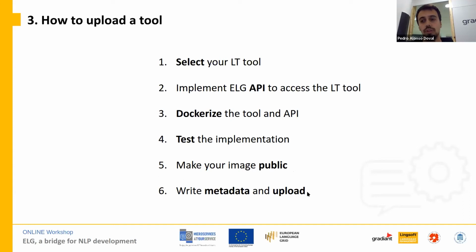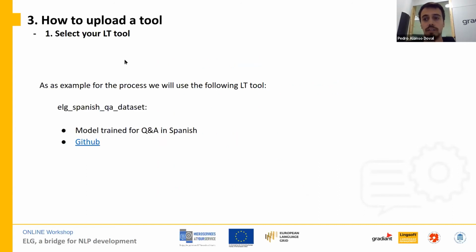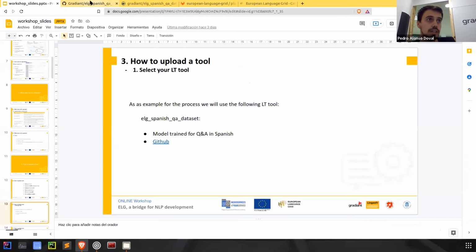Then we have to upload it and write some metadata in the platform. Also, in the middle, we will talk about how to test and check that our implementation of the API and of the Dockerization is correct according to the specifications of the ELG. So we are going to go deeper into each of these steps by using an example of a tool that we have been working with during this microservices project. So this is a question answering tool, a model for Spanish. So I'm going to show you here the GitHub.